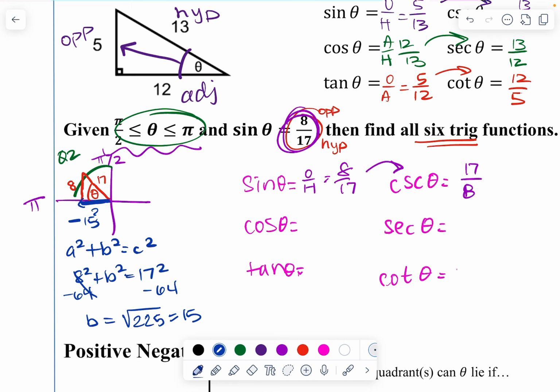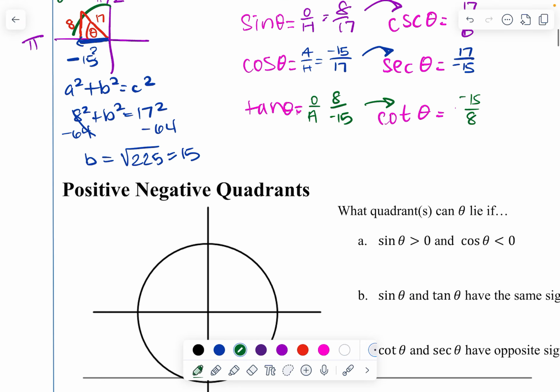So my cosine is a over h. That's negative 15 over the hypotenuse. That tells me the secant is just the reciprocal of that. Super easy. Lastly, tangent is opposite over adjacent. So opposite side is 8, adjacent side is negative 15. Take its reciprocal, and we get negative 15 over 8.